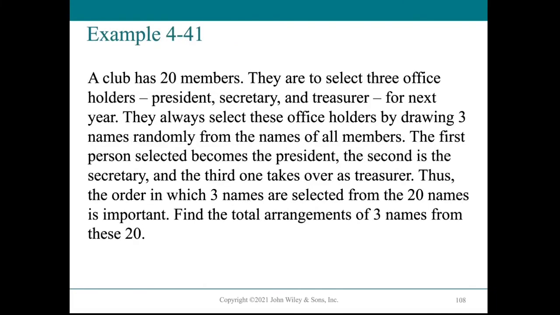So let's have this example. A club has 20 members. They are to select 3 office holders, president, secretary, and treasurer, for the next year. They always select these office holders by drawing 3 names randomly from the names of all members. The first person selected becomes the president, the second is the secretary, and the third takes over as treasurer. Thus, the order in which the 3 names are selected from the 20 names is important. So for example, A, B, and C. Let's say Maria, Sam, and Karen are those 3 names.